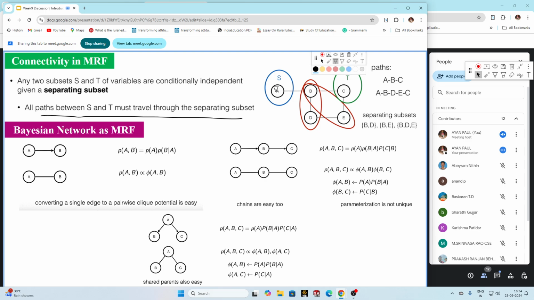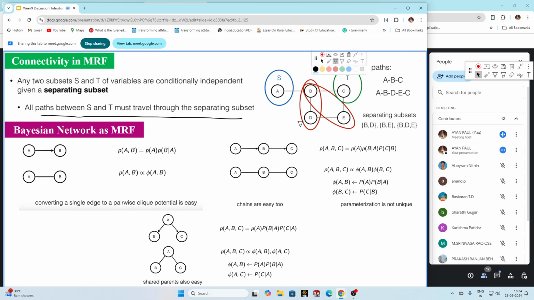Now let's see this. A has how many neighbors? A has only one neighbor. So if I give B, then A is independent of C, D and E. Now what about B? If all neighbors of B are given, that is A is given, D is given, and C is given, then B and E are independent. So this is the concept of Markov random field.